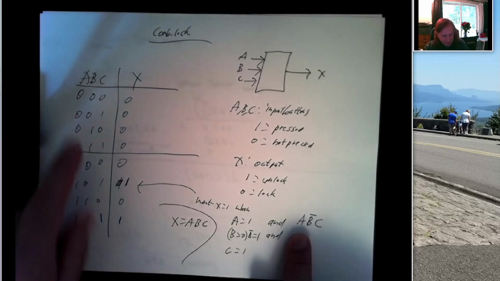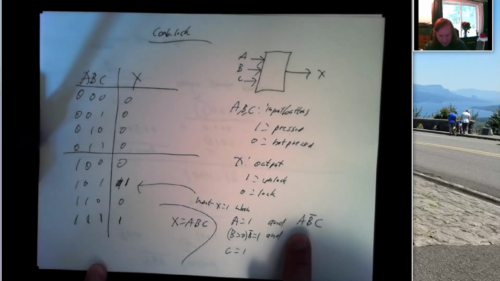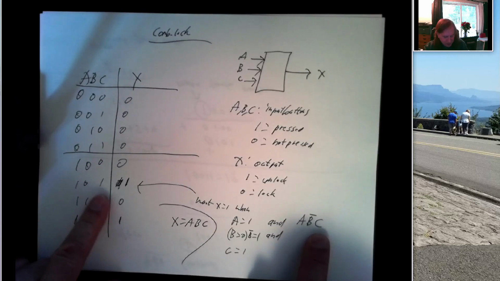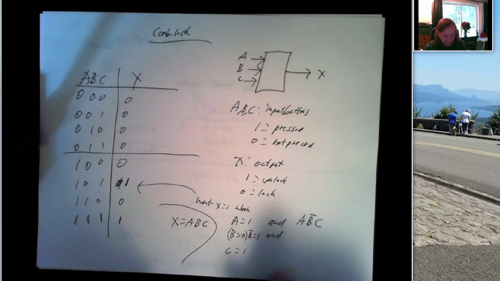And sure enough, if I look at all 8 rows, there's only one row where this expression A, B bar, C turns out to be true. And that's when A is 1 and B is 0 and C is 1. That's this row right here.